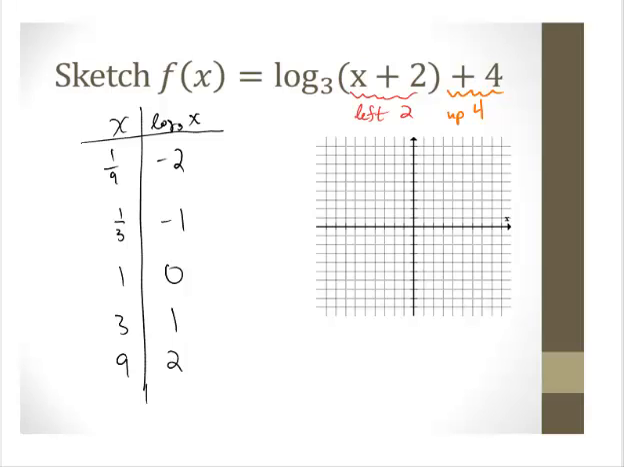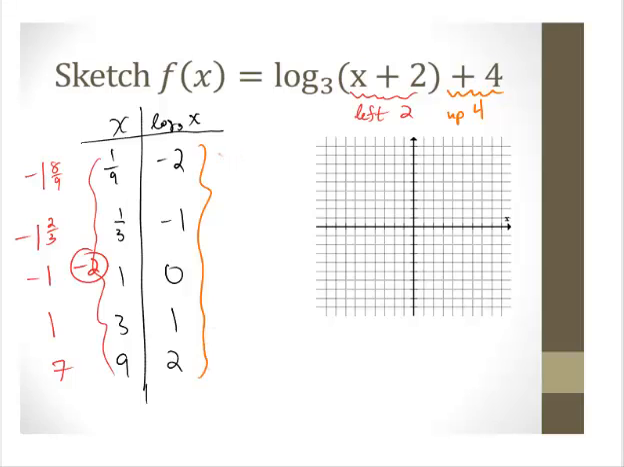I need to shift the x's left 2. So let me subtract 2 from all of these. 1/9 subtract 2, that's negative 1 and 8/9. 1/3 subtract 2, that's negative 1 and 2/3. Negative 1. 3 subtract 2 is 1. 9 subtract 2 is 7. Alright, let me shift this up 4. So I'll take the outputs and shift them up 4. That will give me 2, 3, 4, 5, and 6.